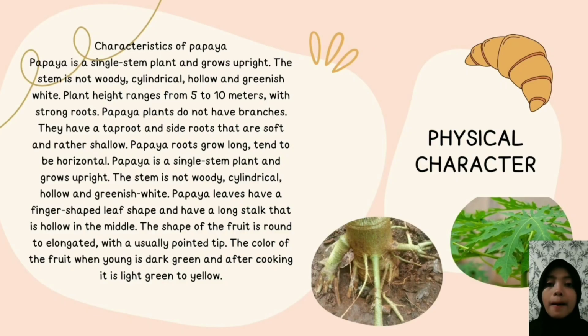Characteristics of papaya. Papaya is a single stem plant and grows upright. The stem is not woody, cylindrical, hollow, and greenish white. Plant height ranges from 5 to 10 meters with strong roots. Papaya plants do not have branches. They have a taproot and side roots that are soft and rather shallow. Papaya roots grow long and tend to be horizontal.